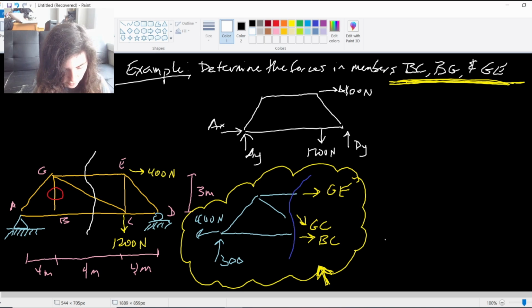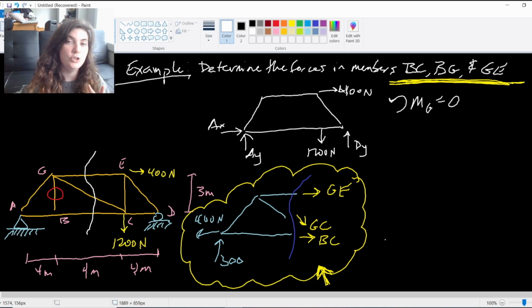So I'm going to do a moment first, and I'm going to take the moment about G this time, because that way GE and GC both pass through the line of action of G. Both of their lines of action pass through point G, right? So if I take a moment about G equals 0 for equilibrium, all I'm going to have are my two applied forces, the 400 and 300 Newtons, and then BC. So that makes it very easy to go ahead and solve for BC.